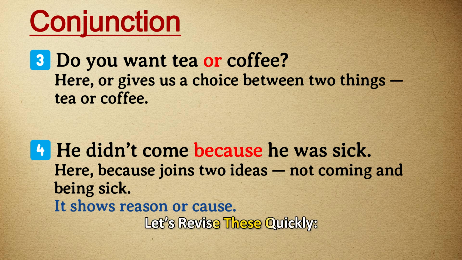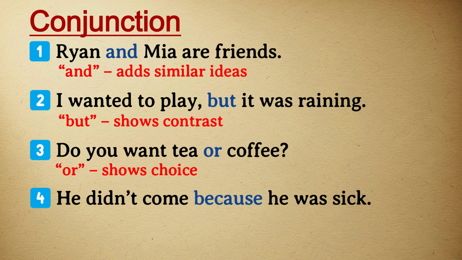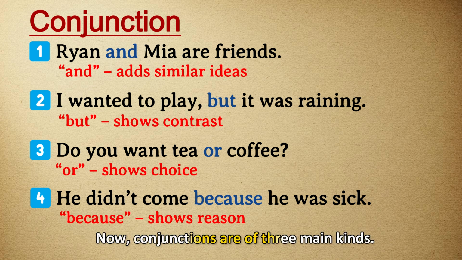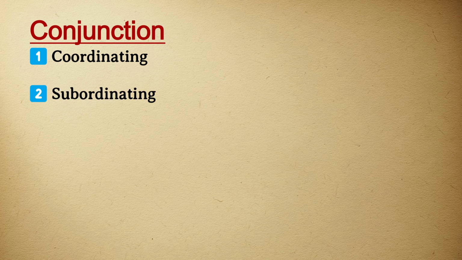Let's revise these quickly. And adds similar ideas. But shows contrast. Or shows choice. Because shows reason. Now, conjunctions are of three main kinds. They are 1. Coordinating conjunctions, 2. Subordinating conjunctions, 3. Correlative conjunctions. Let's learn each one step by step.